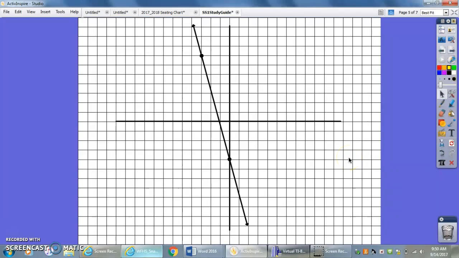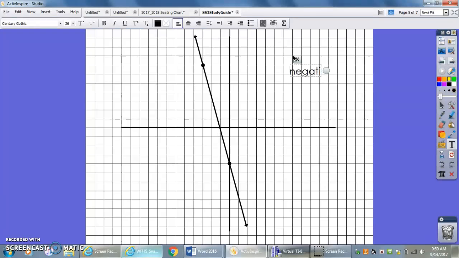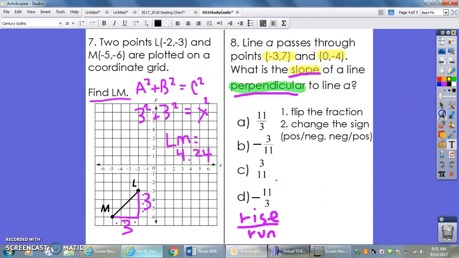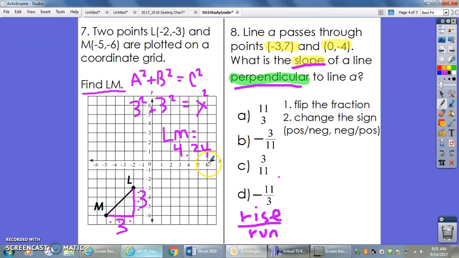Now, this has a negative slope because you see how it's going down from left to right. It's going down, so this is a negative slope. So it's negative. That means the perpendicular slope has to be positive. Okay, so I'm going to go back to my answer choices and eliminate B and D because my answer has to be positive. So I have these 2 choices.